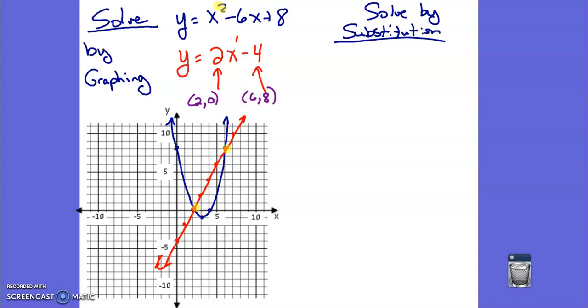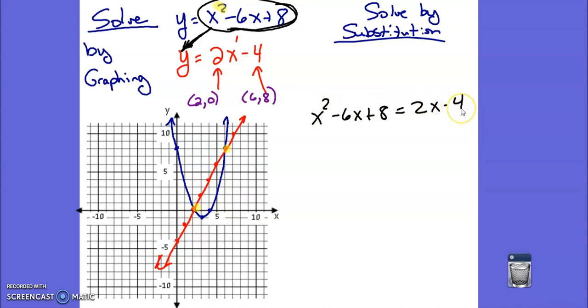It's just another method to solve it. It's also double checking, to do it with a totally different method. So substitution means you're going to substitute one equation into the other equation. All of this I have circled is what y equals, and so you're going to substitute it into what the y equals. So x squared minus 6x plus 8 equals 2x minus 4. And then you're just going to solve.